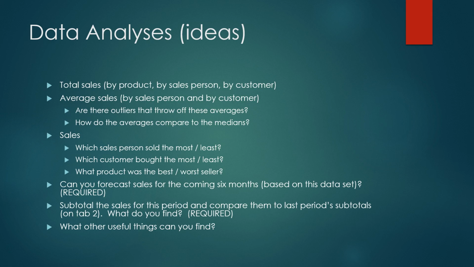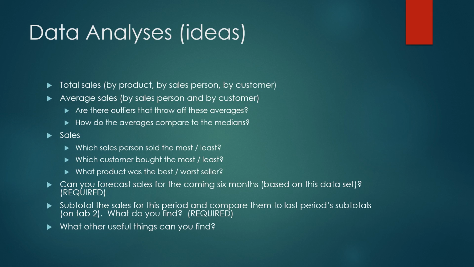You can also determine if there are any outliers that throw those averages off, and should you remove those outliers to come up with a more accurate picture of what those averages are. The other thing you could do to determine whether or not the outliers are really having an impact is compare the means and the medians. Remember, if the means and the medians are close to each other, you're probably not dealing with a whole lot of outliers, and you're probably dealing with a pretty tight scatter around the mean. So that would be really interesting information to know.